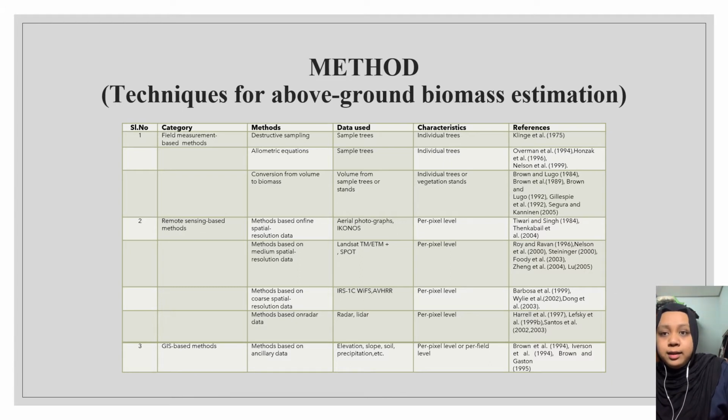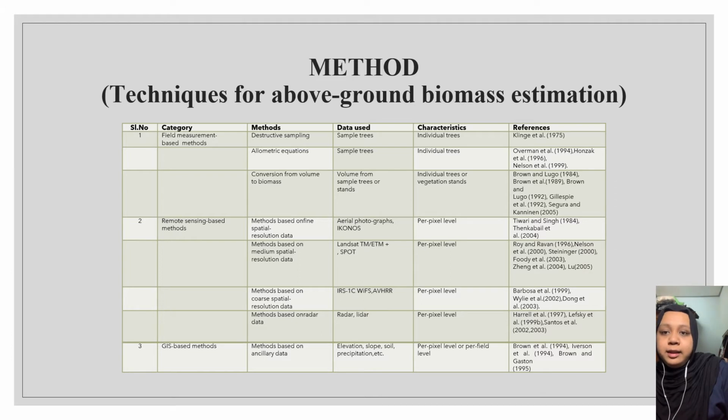The third one is conversion from volume to biomass. The data that we use is volume from sample trees or stand, and the characteristic is individual trees or vegetation stand. The second category is remote sensing based method.